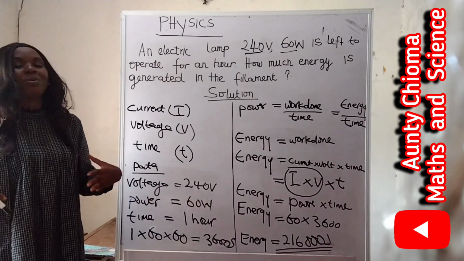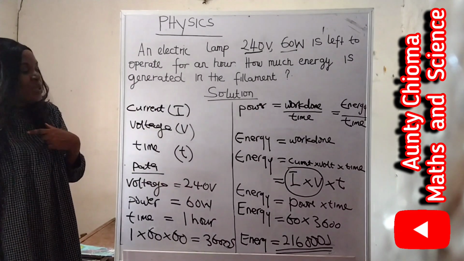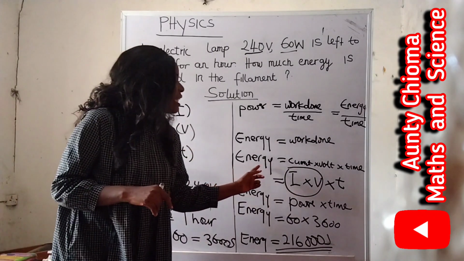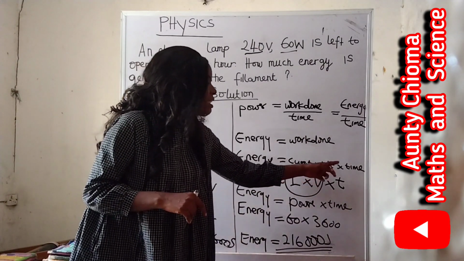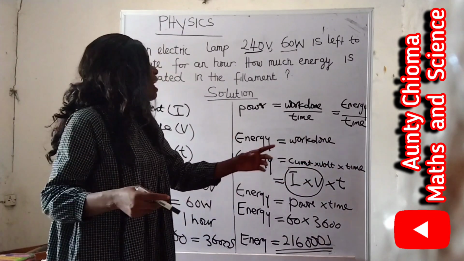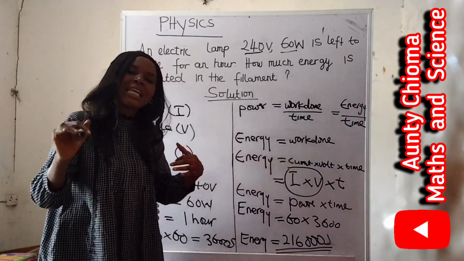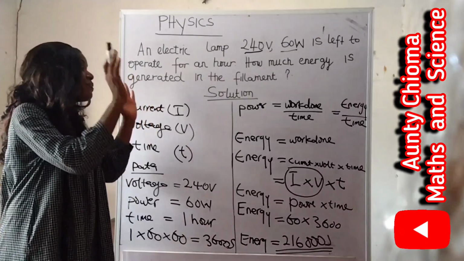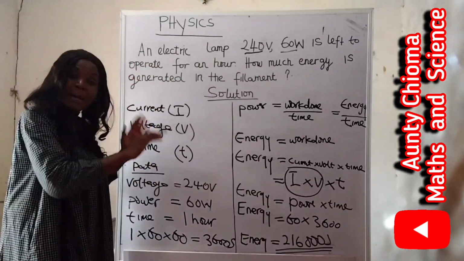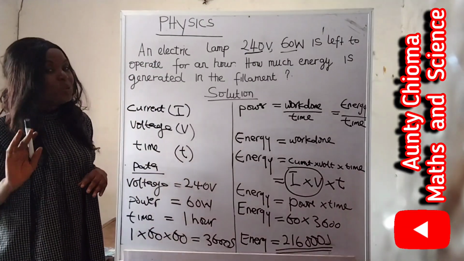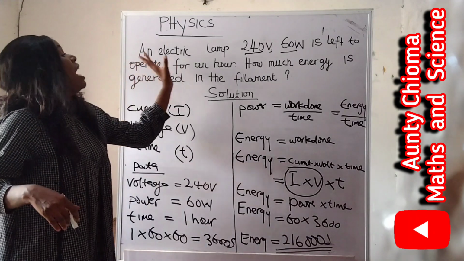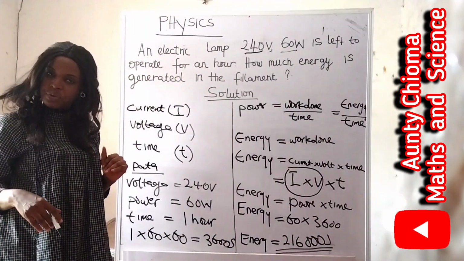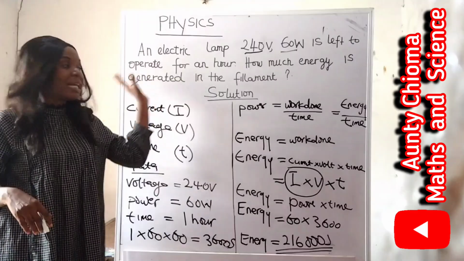And why did we throw it? We don't need it. If we insist on using it, then we now use energy equals current times voltage times time. And we are not given any current. There are always many ways to solve that. Likewise, there are many formulas to use to solve problems of math or physics. But the formula you will choose is determined by the data given to you. The one that is usable for you.